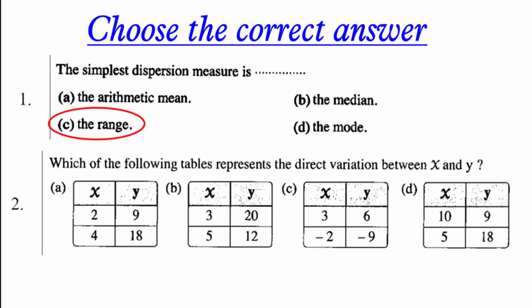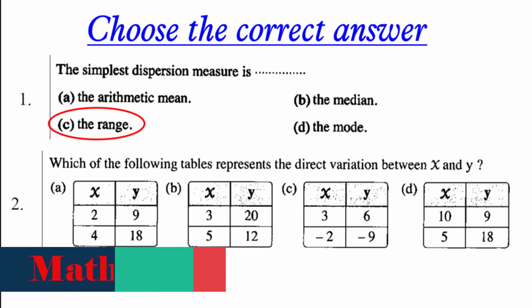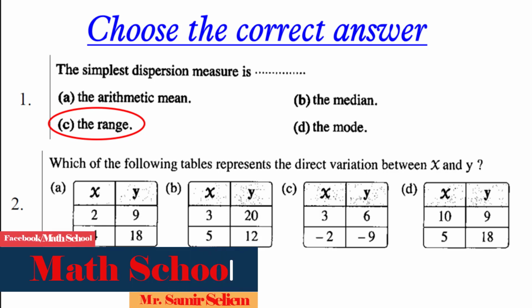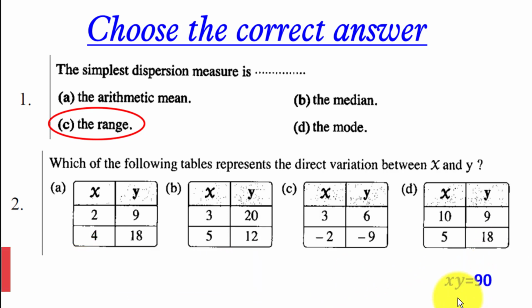Number 2, which of the following tables represent the direct variation between x and y? Look at the last one, which is D. X and y, 10 times 9 equals 90 and 5 times 18 equals 90. Now it's what, guys? It's inverse variation. Number C, like number D, 3 times 6 equals 18 and negative 2 times negative 9 equals 18. So it's inverse variation.